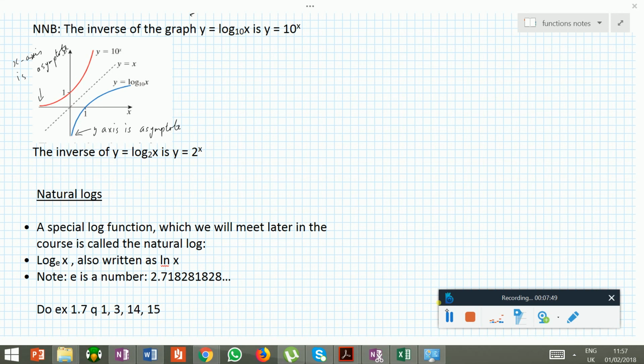For now, if you do exercise 1.7, questions 1, 3, 14 and 15, that should cover you. Now there is more in the book about logs and log functions, but I'm going to do that in class.